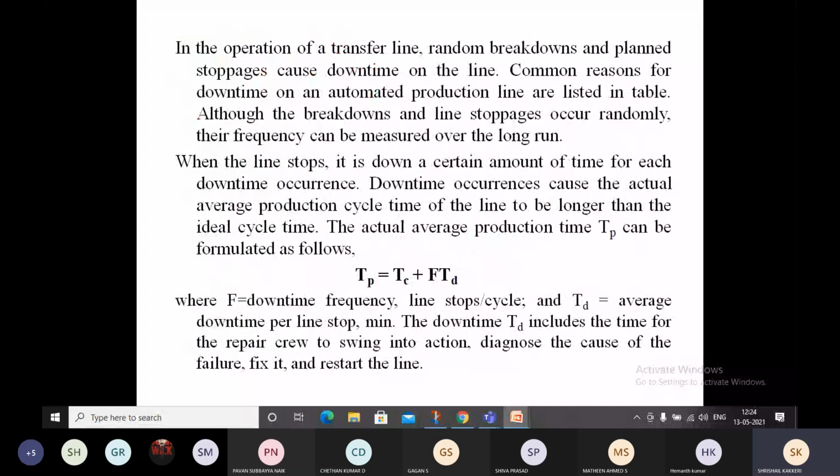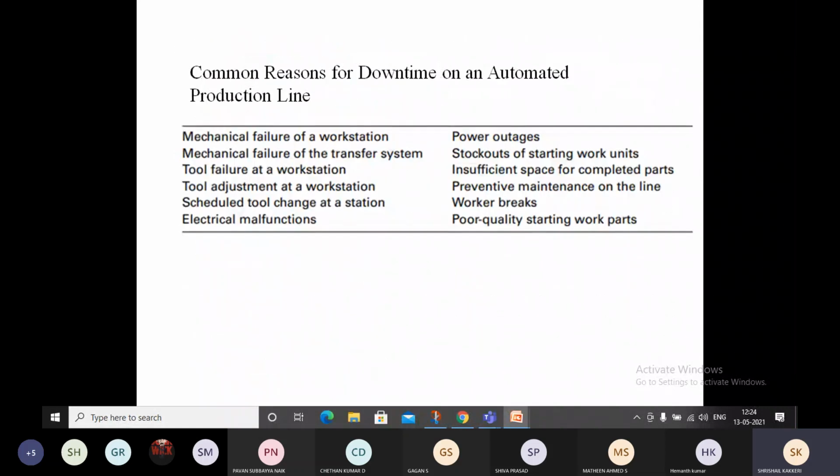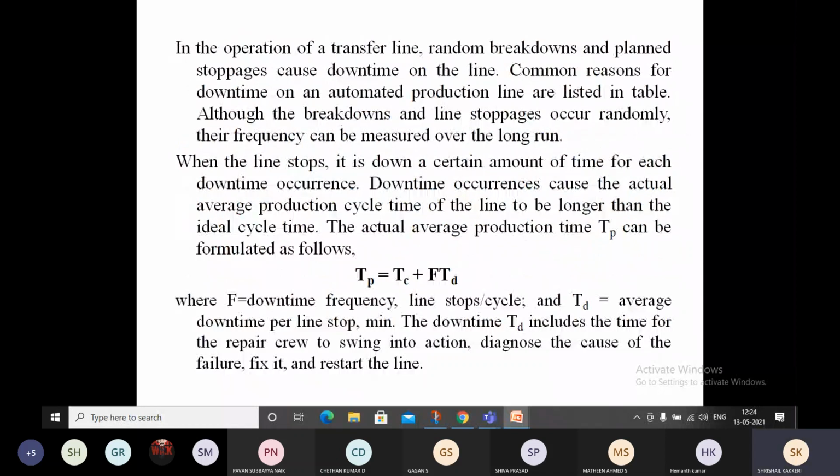Tp is equal to Tc plus FTd. Here, Td is the average downtime, Tc is the cycle time, and F is the frequency of failure, or frequency of downtime. You understood cycle time, downtime, and production time.